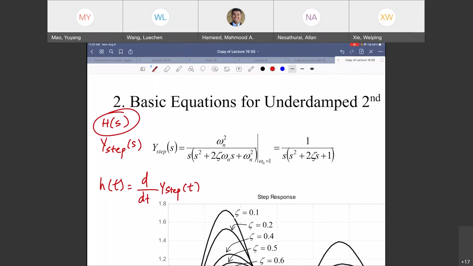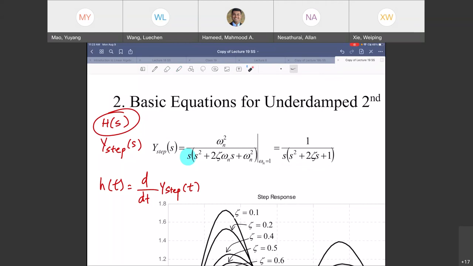Multiply by 1 over s, exactly. So y step of s is going to be h of s, but divided by that s factor. H of s is from before, the transfer function of the second order system that we looked at. We are just putting the s in the denominator. So now when you factor it out, you get what? When you evaluate it for omega equals 1, we are just picking one arbitrary omega, and we are writing out the step response in the Laplace domain for this second order system.